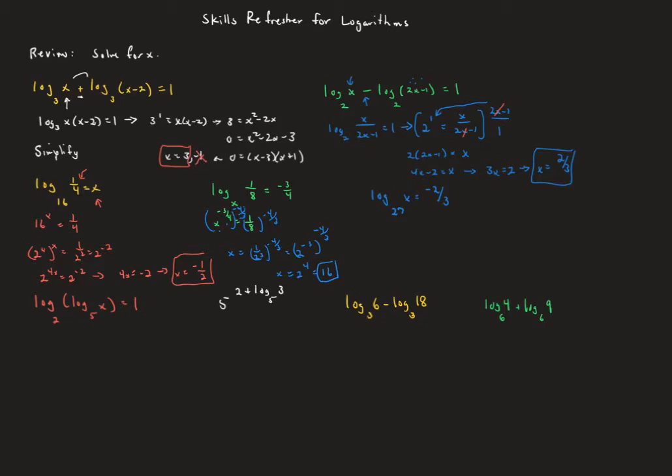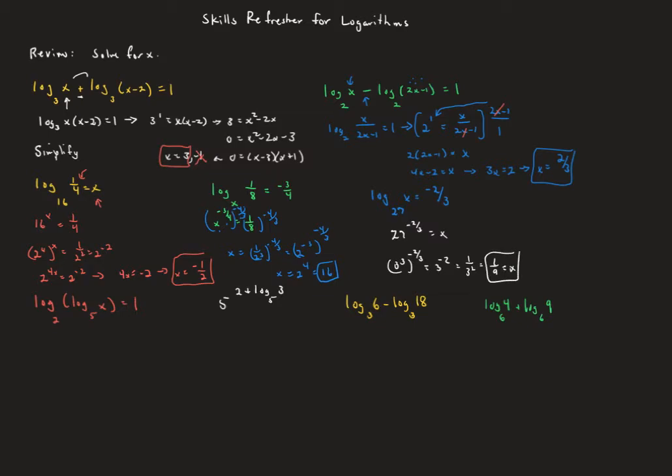Okay, now we're going to write our 27 raised to the negative 2/3 power is equal to x. So x is already by itself, so we just got to figure out what 27 to the negative 2/3 is. 27 is 3 to the 3rd raised to the negative 2/3. We can cancel those 3's and get 3 to the negative 2. That's 1 over 3 to the second, which is 1/9, and that's our x.